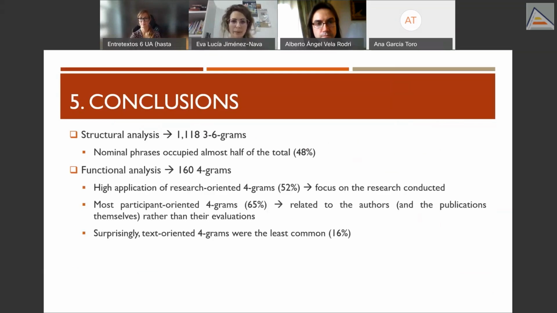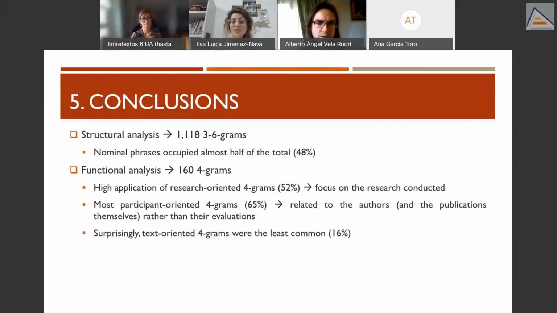I discovered a high application of research-oriented 4 grams, more than 50% of the total. So it means that most of the 4 grams used by UCO researchers were focused on the research they conducted and the different experiments. Most participant-oriented 4 grams were related to the authors and the publications themselves. So that's why it makes sense that I created a third subgroup.